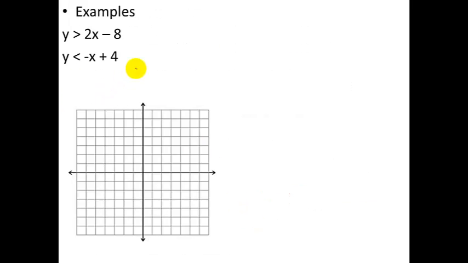Okay, so we'll just do an example, and then we'll be all set, because this section is using the same skills you already know. And we're going to make an easy one. These are already solved in slope-intercept form. So this one has a slope of 2 and an intercept of -8. So go down 1, 2, 3, 4, 5, 6, 7.